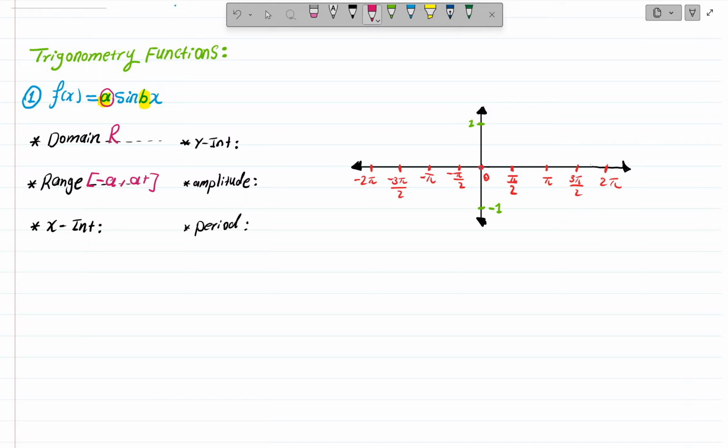The x-intercept is going to be this value that you see, with x equals n pi, where n is an integer. The y-intercept for this type of function is going to be 0, 0. And the amplitude is the same as the absolute value of a. And the period is going to be 2 pi over the absolute value of b, because the values must be positive.